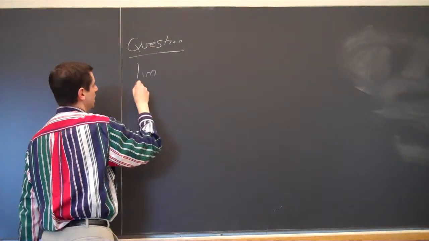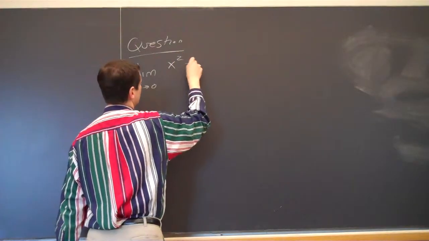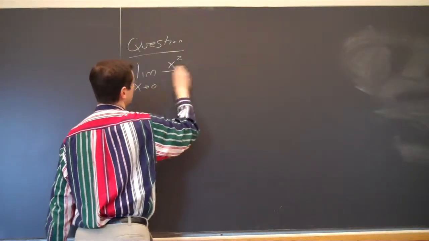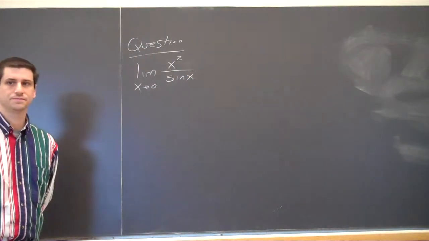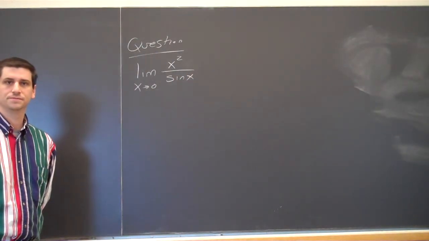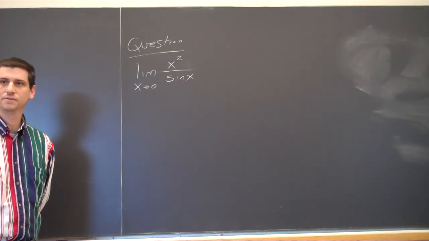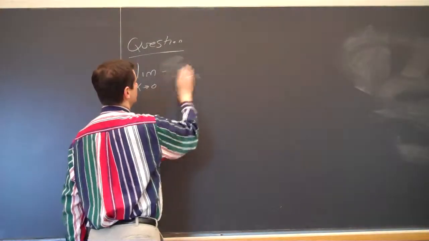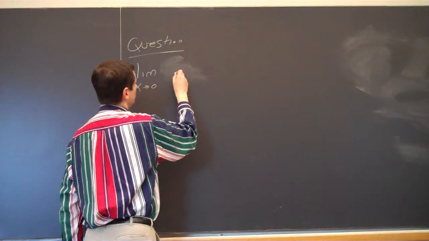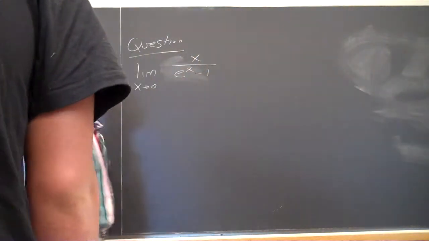What is the limit as x goes to 0 of x squared over sine of x? Anybody remember how you would do that? L'Hopital's rule? I saw some pauses, so let me give you an easier one. What if I gave you e to the x minus 1 over x? How would you do this?